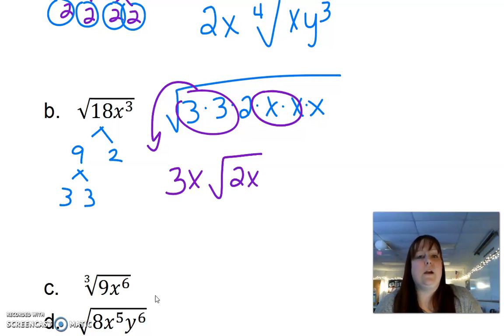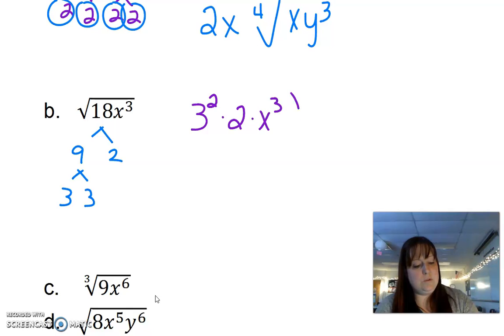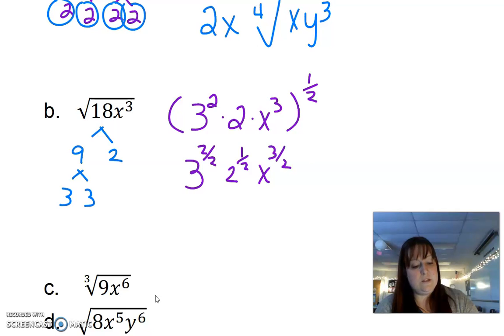It's trapped inside there. It can't come outside the radical without a partner, right? To get outside, you have to be able to take the square root of it, and it isn't possible. The other way we could do this is we could rewrite this as 3 squared times 2 times x cubed, to the 1/2. So that would be 3 to the 2/2, 2 to the 1/2, x to the 3/2.